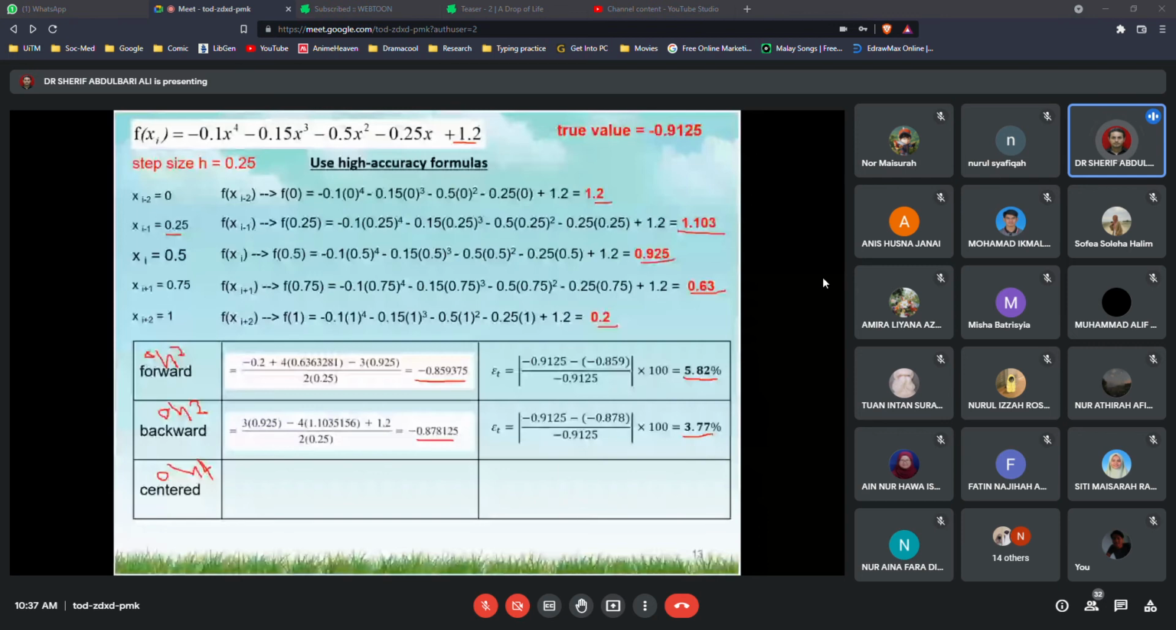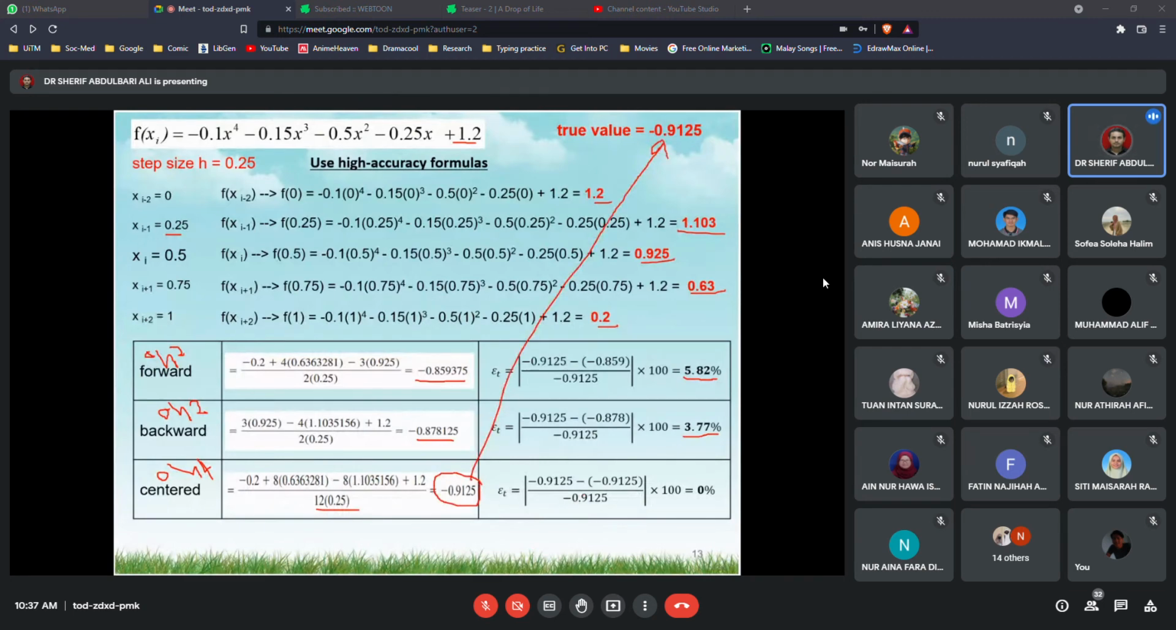If I use the center, it is going to use all the terms from 0.25 to 1.2, with the step size to the power of 4. When you look at this answer, it's exactly the true value. That's why when you calculate the error, it is equal to 0%. So when you add more terms to the Taylor series, you are reducing the error, as you can see from here. This is what we talked about for using the high accuracy formula for the forward and center finite divided difference.